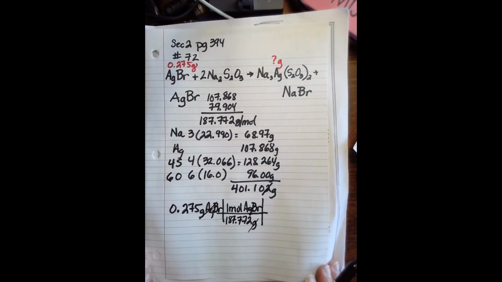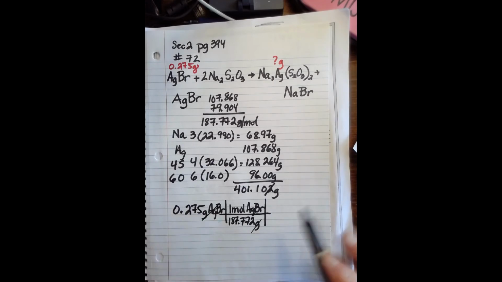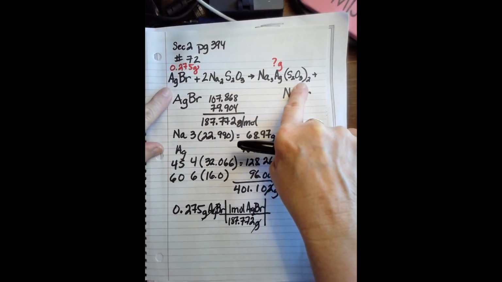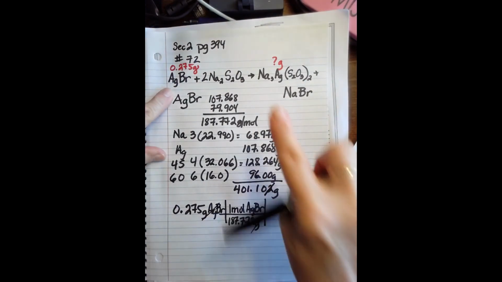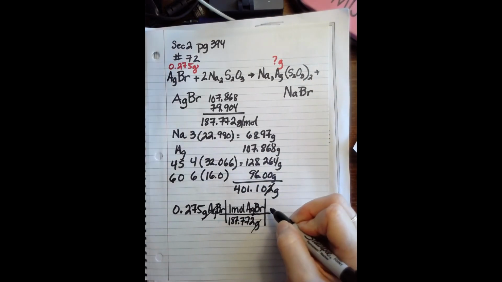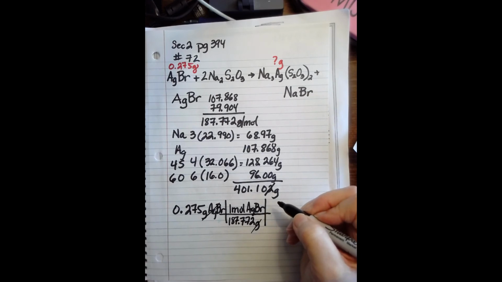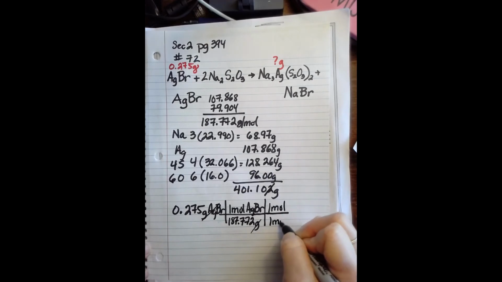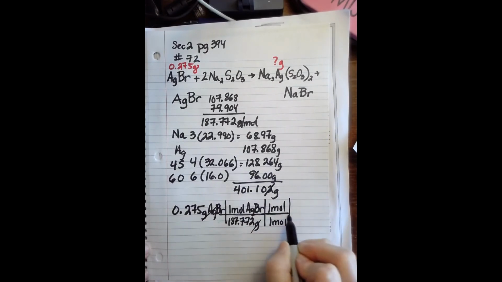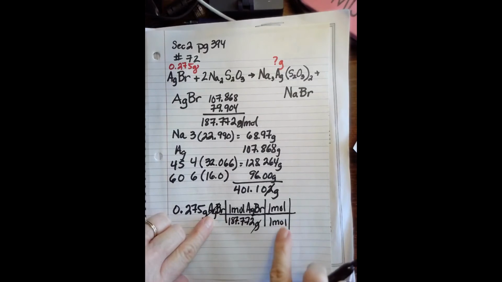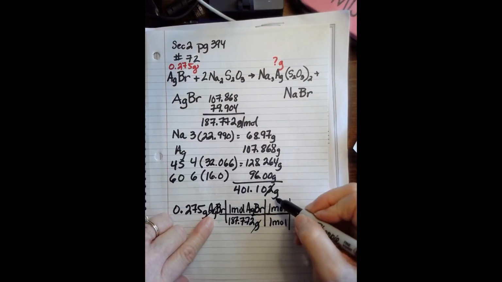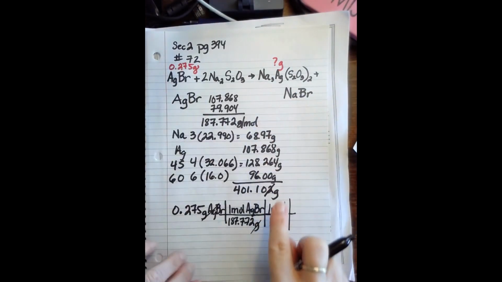The next step is the balanced equation ratio. This is a large molecule. I'm going to do something that I don't normally do to save space, which is, this is 1 mole to 1 mole. Please forgive me, 1 mole to 1 mole. I'm just doing that to save space. I would normally put, right, this is AgBr. This is the sodium silver thiosulfate. 1 to 1 is what we have there.